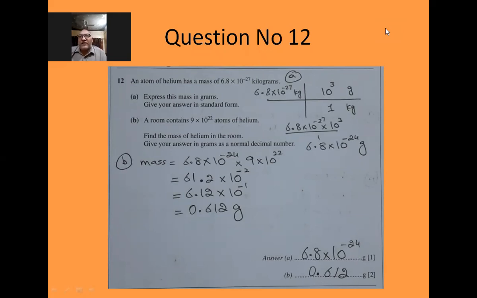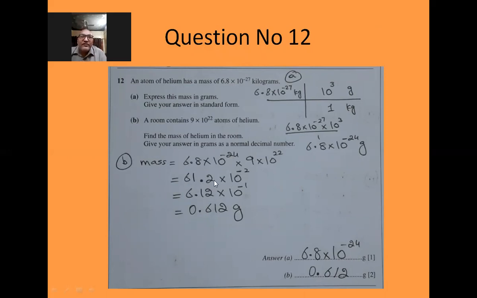So question number 12 is showing up on your screen, and the answer to the first part will be 6.8 × 10^-24 gram. For the B part, you will have 9 × 10^22 atoms of helium, and each helium atom has a mass of 6.8 × 10^-24 kg. So you just multiply them: 6.8 multiplied by 9 will be 61.2. When you multiply these two, their powers will be added. So minus 24 plus 22, that will be 10 to the power minus 2.